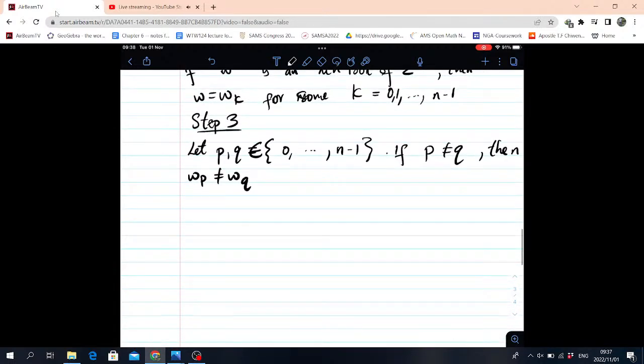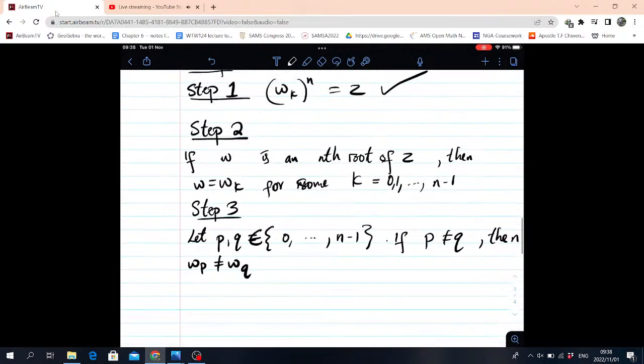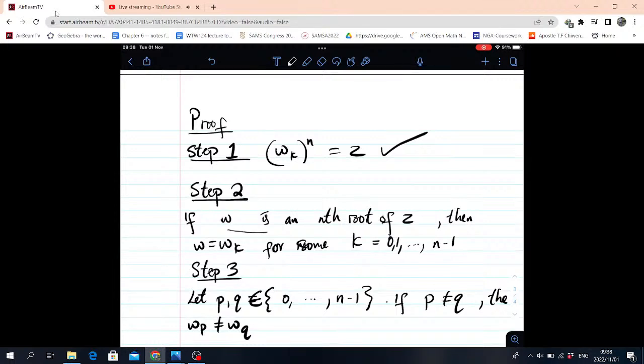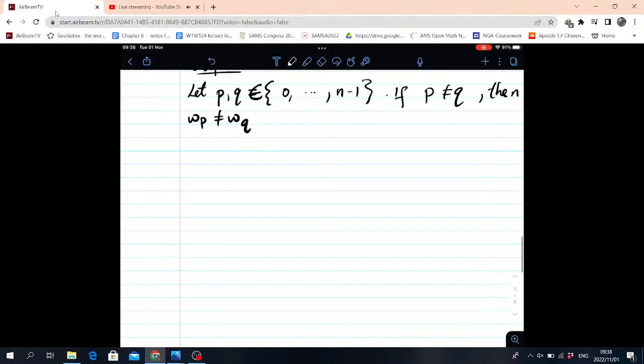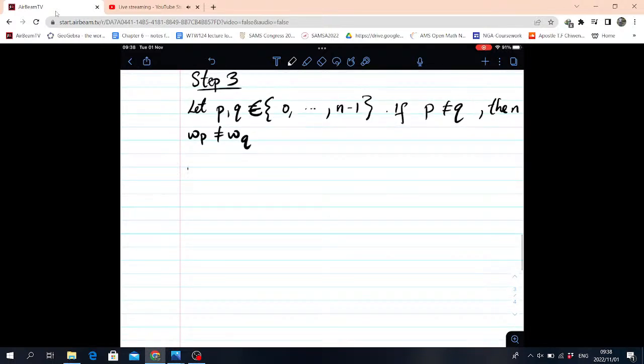Right, so step 2, remember we want to show that if you've got any other nth root of z, then it is going to be one of the ones that we already know about. And so we have to start by supposing that we've got some nth root, and we will show that it is indeed. So this is a proof of step 2.